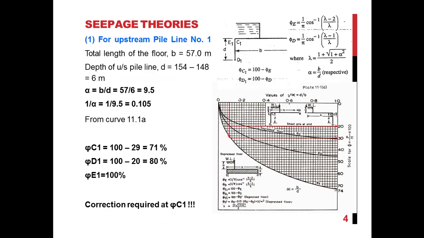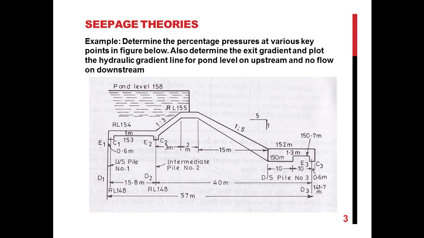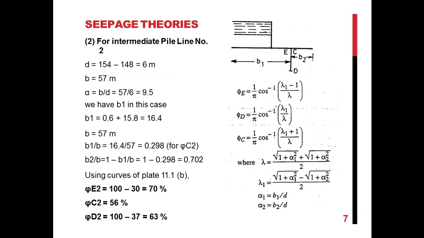Here, as you can see, B1 is 15.8 meters and the thickness of this sheet pile line is 0.6 meter. So adding 15.8 with 0.6 will give you the total B1 value, which is 16.4 meters. B is equal to 57 meter.